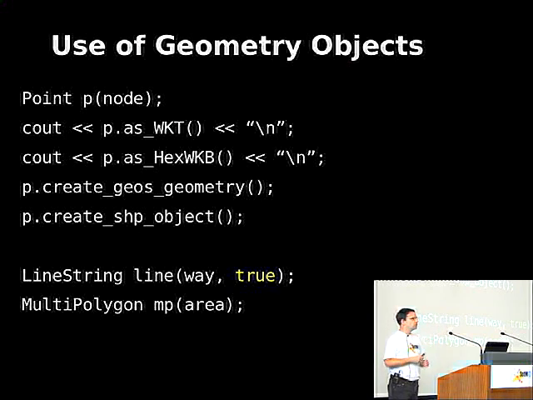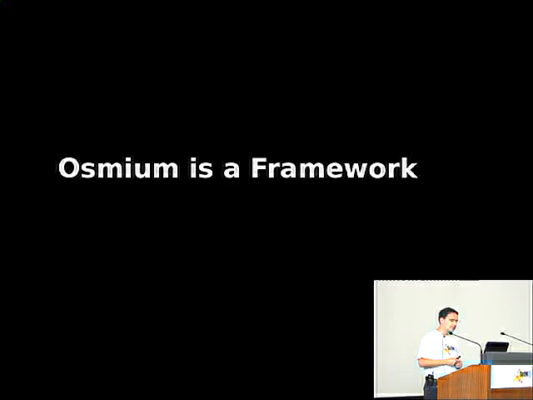Those are the things that can be used in other libraries for writing out shapefiles, or for doing more complex geometry operations. You can also create line strings, for instance here, this will create a line string object out of a way, and that true means that it's reversing the geometry. So you get the line string the other way around from the way. If you want to do that, you can. It's one of those options that you have.